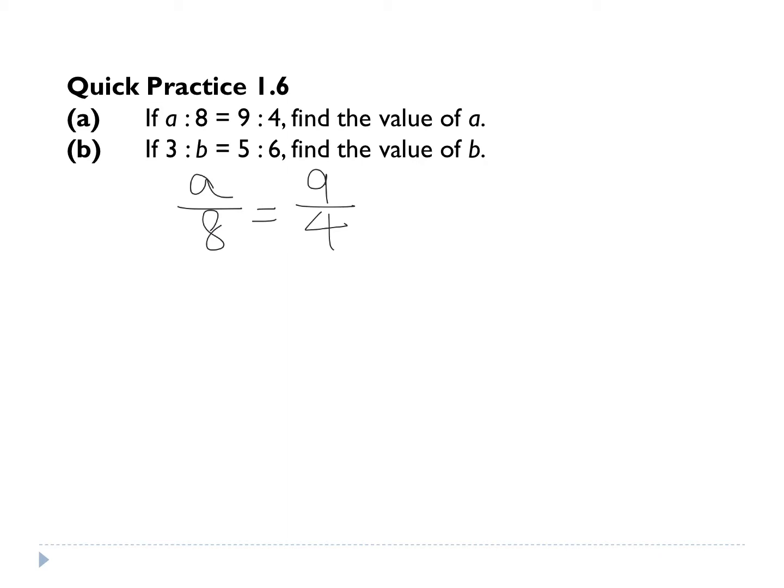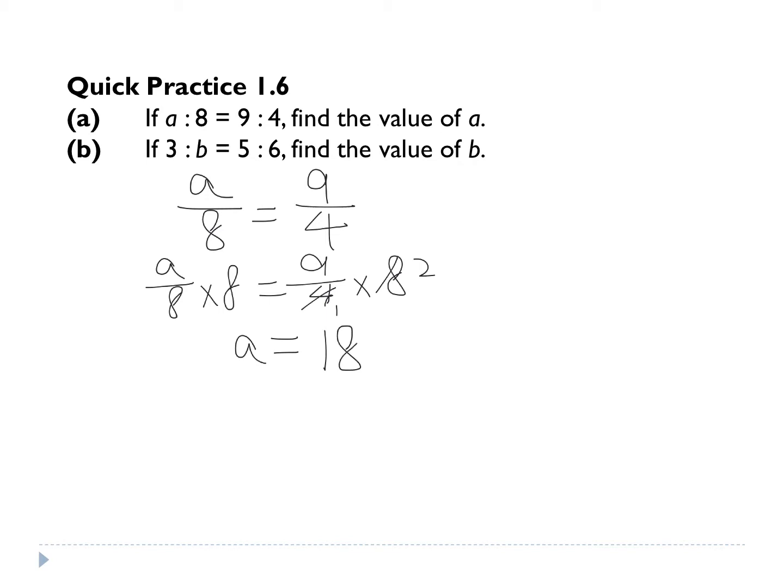So what will we do next? We will try to multiply both sides by 8. So it will be like this. And then you can find A. So 4 and 8, you can simplify into 1 and 2. So 9 times 2, it will be 18 for A.